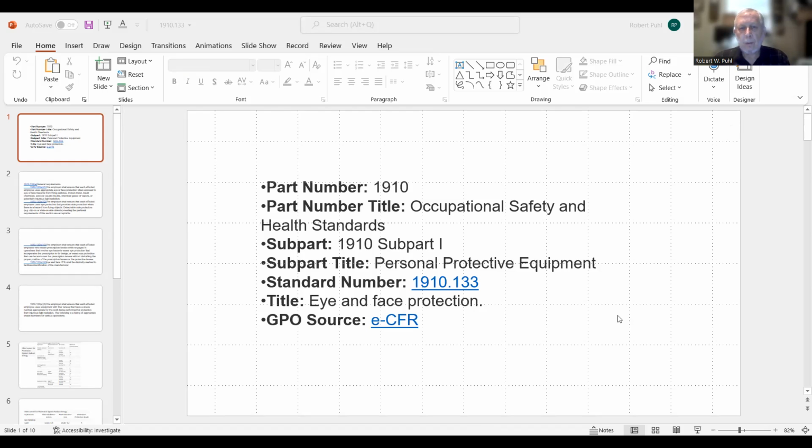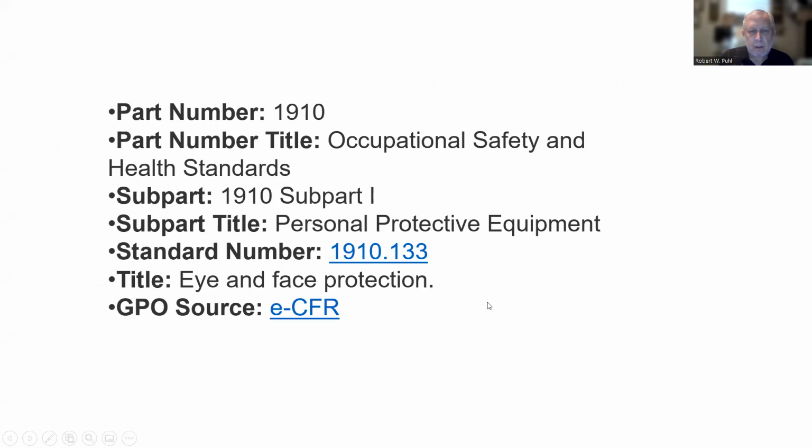All right, here we go. Now we're back. How about that? With 1910.133, I'm going to put these two together because they're pretty short. 1910.133 is pretty short, like 10 slides or so. So this is called eye and face protection. There you go. There's your header.